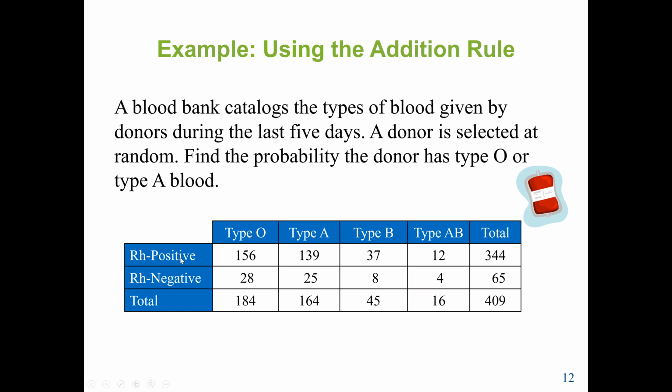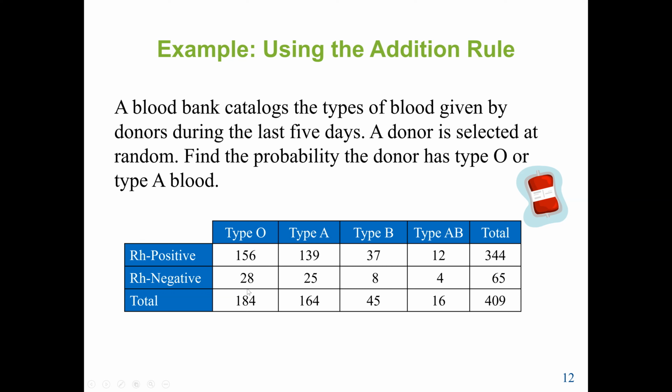And for Rh positive, we have 344. For Rh negative, we have 65. And the total will give us 409. This 409 will be the total of everything, the participants. So when we add 344 and 65, we should get 409. That's the total. Now the question says we should find the probability that the donor has type O or type A.